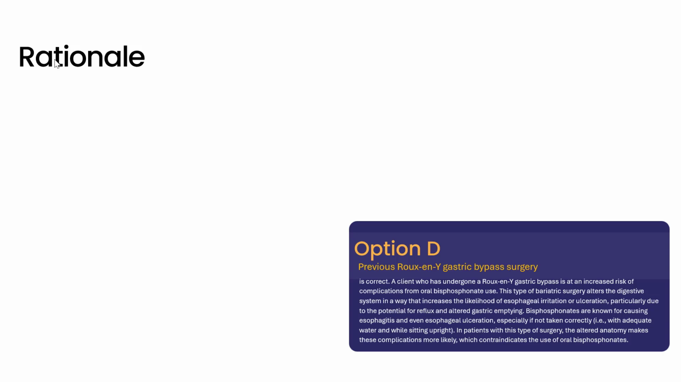D is correct. A client who has undergone a Roux-en-Y gastric bypass is at an increased risk of complications from oral bisphosphonate use. This type of bariatric surgery alters the digestive system in a way that increases the likelihood of esophageal irritation or ulceration, particularly due to the potential for reflux and altered gastric emptying. Bisphosphonates are known for causing esophagitis and even esophageal ulceration, especially if not taken correctly, i.e., with adequate water and while sitting upright.